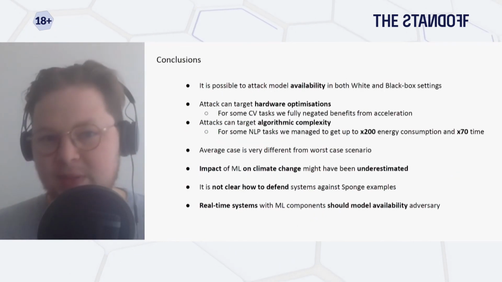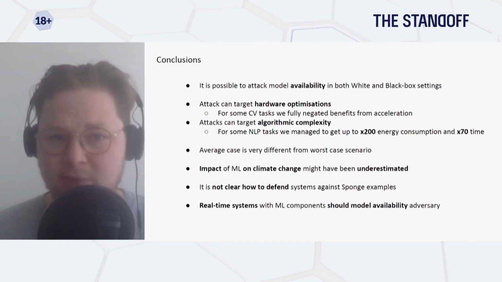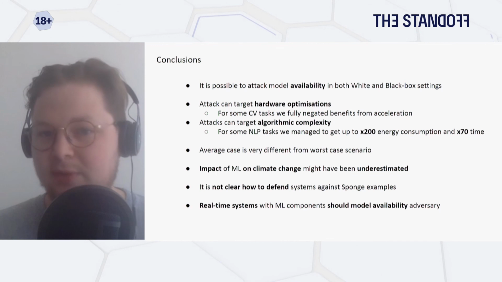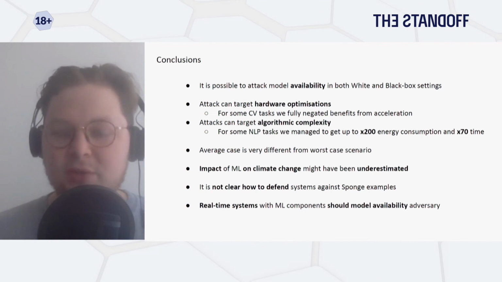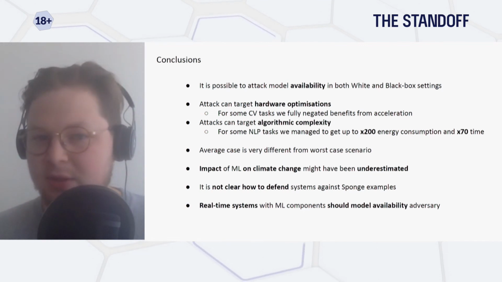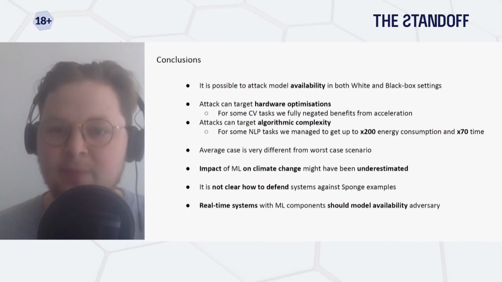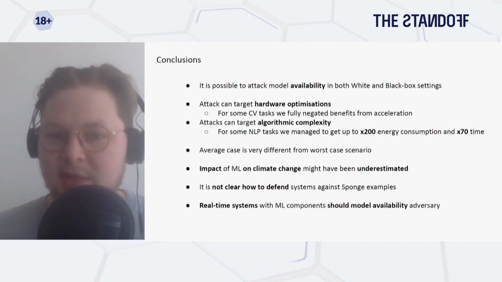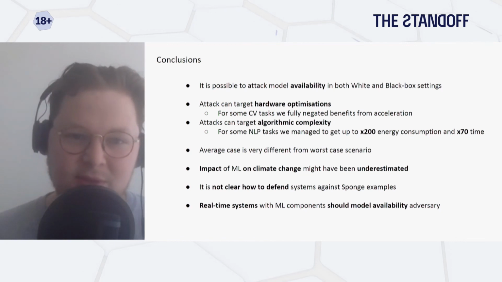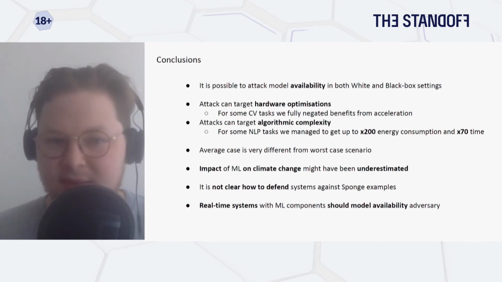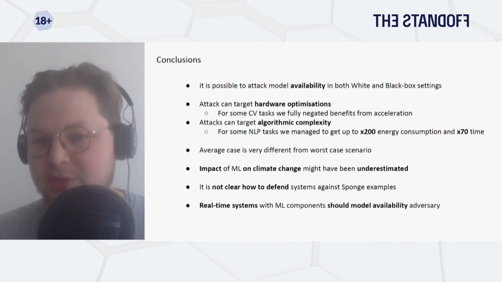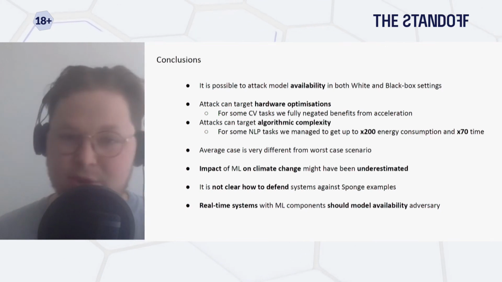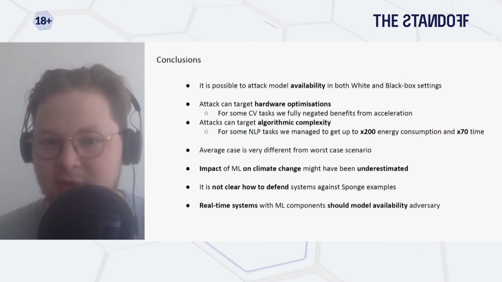Right. So in this paper, to conclude, we've shown that it's possible to attack model availability in both white box and black box settings. We have shown that you can build attacks which target hardware optimizations, so this is the sparsity optimizations for CV tasks, and in some cases, they can completely turn off hardware optimizations. We have shown that attacks can target algorithmic complexity, and this is where we can target, for example, NLP tasks, which are complex inside of them. And you can cause big degradations, even for very small benchmarks. And for bigger benchmarks, obviously, your impact will be a lot larger.